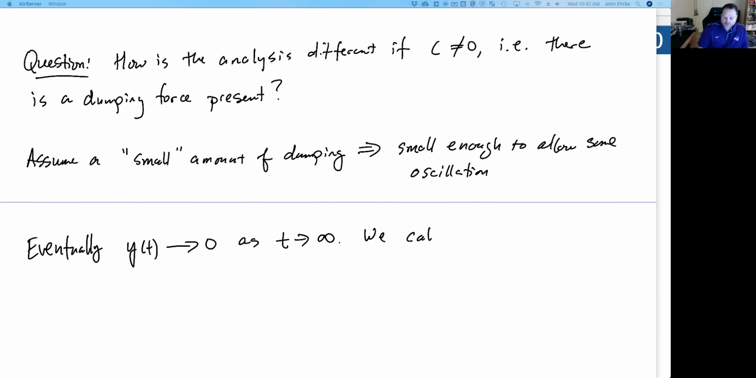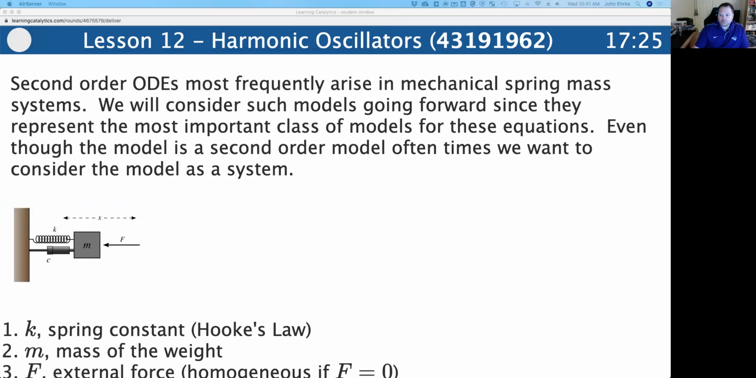We call this decay. So eventually the oscillation is going to decay. Well, what that means for us is we need to figure out how long it takes for the oscillation to essentially go away, like the amount of time that's involved in decaying. So I have a little table here to show you.